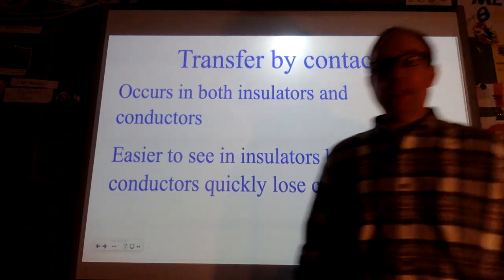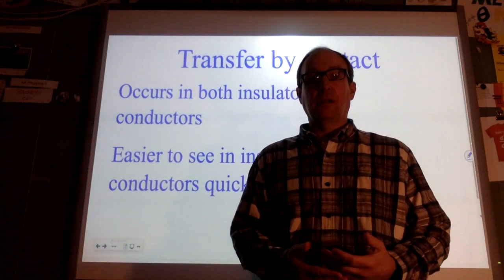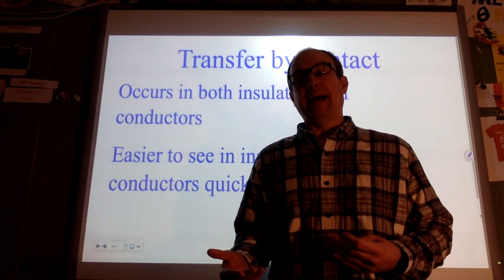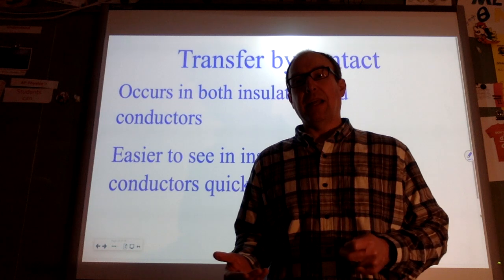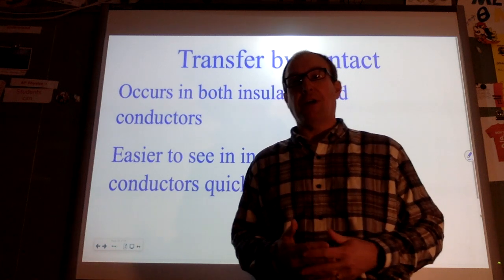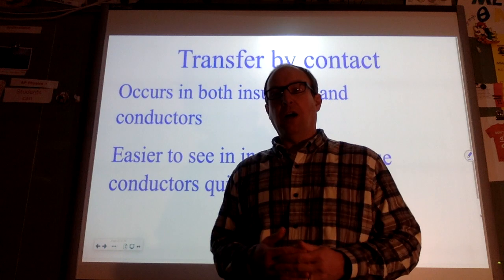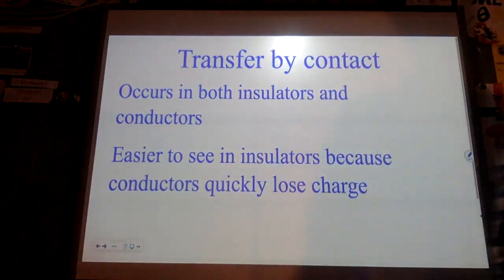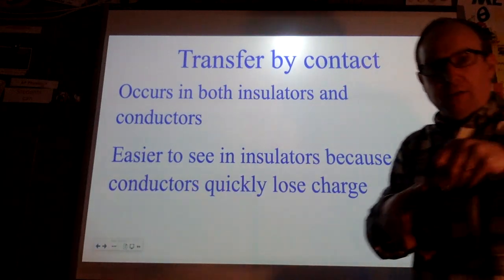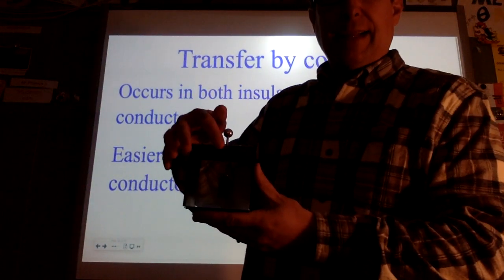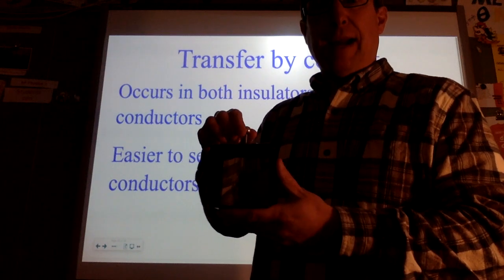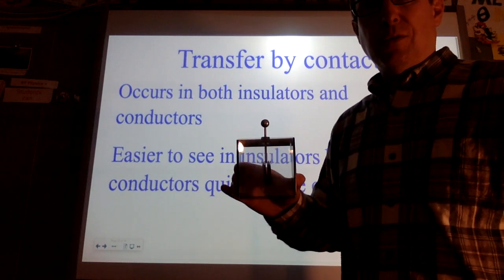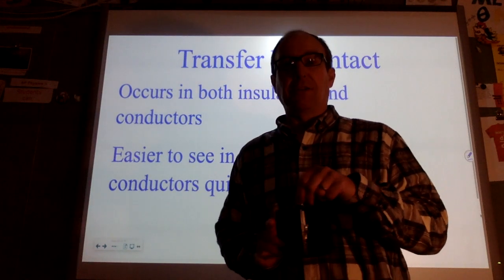You can also transfer things by contact. If you transfer something by contact, an insulator is better at keeping that charge and not losing it. A conductor, since it tries to get far away, will lose it very often to the environment. That's the reason why our electroscope had glass on the front and glass on the back. It kind of isolates the charge that's on the leaves in the middle from the air outside, because you lose it to the air.